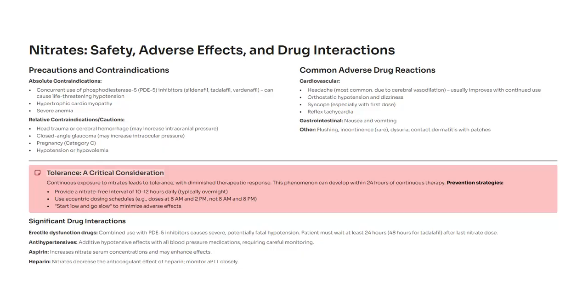Some relative contraindications or cautions, pregnancy. So this is the category C. We really don't use those, so you have to weigh the risk versus the benefits. Hypotension and hypovolemia, closed angle glaucoma because the nitrates may increase intraocular pressure. Also, if they have head trauma or cerebral hemorrhage.